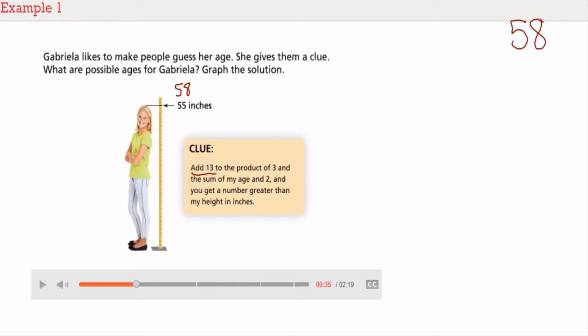It says add 13 to the product of 3. So I'm going to add 13 to the product, which means multiplication. So I'm going to be multiplying something by 3. And then it says, and the sum of my age and 2. So I'm going to be adding 2 to whatever her age is. And it's unknown, so you can use a variable. And I'll use A to represent her age.